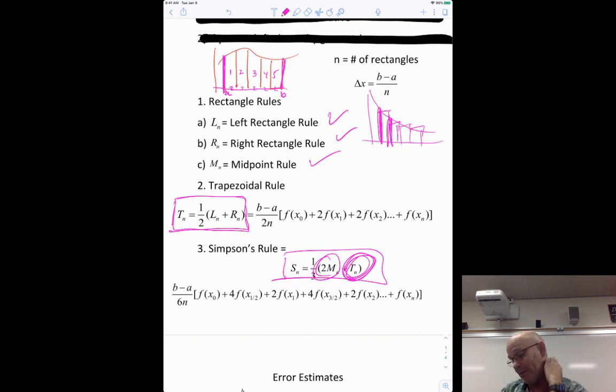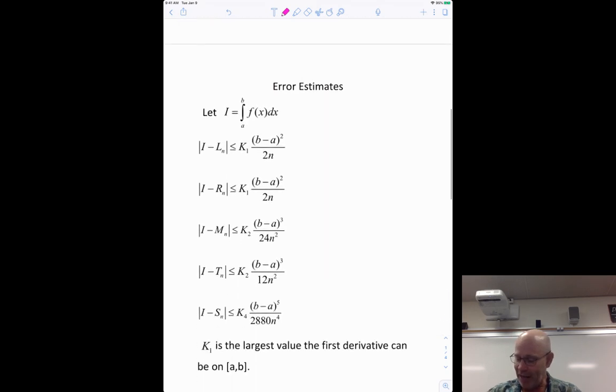So it turns out that mathematicians have been able to prove how good these approximations can be. And it turns out the reason it's showing up right here also is because it's dictated by the derivatives, believe it or not. So these are called error estimates.